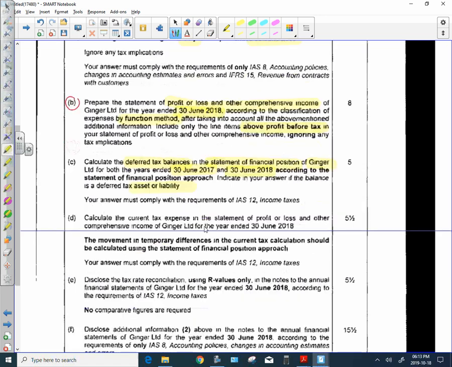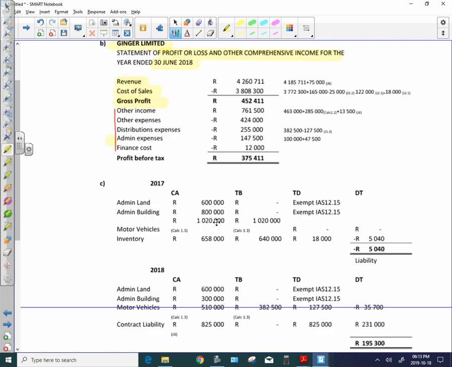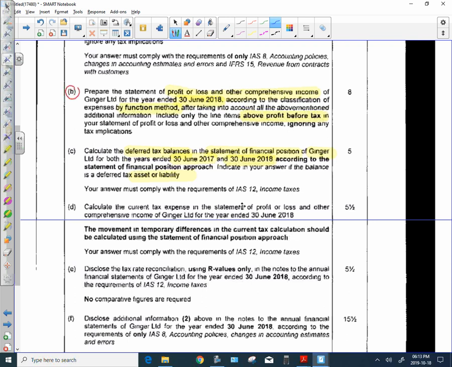All right, so they want the deferred tax calculations from us. In terms of that, you all know what these calculations look like. You have your carrying amount, tax base, temporary difference, and deferred tax. And because this is a calculation they actually asked you for, I would not abbreviate. So I would write out carrying amount, tax base. So make sure you know when to abbreviate and when not to abbreviate.